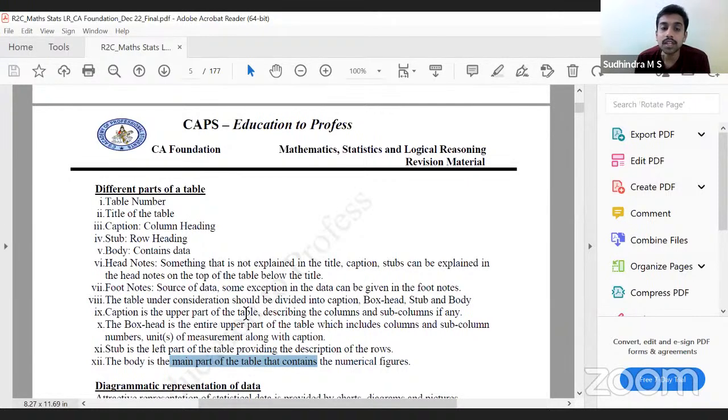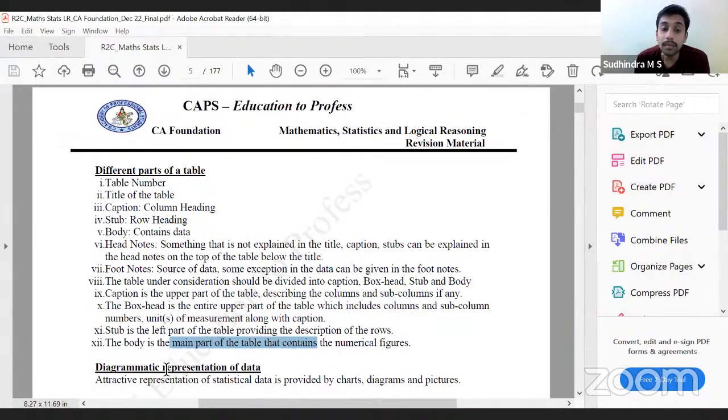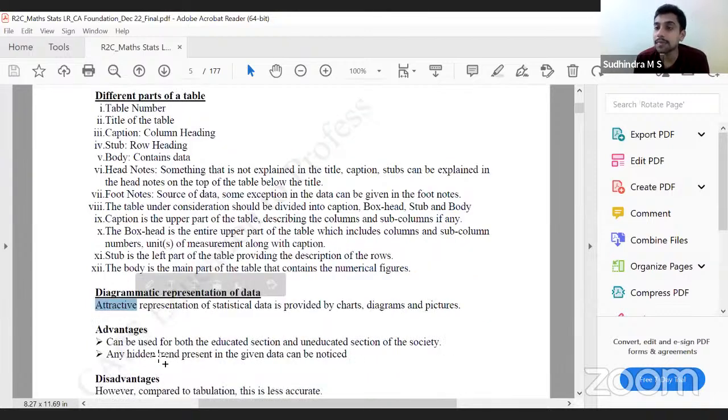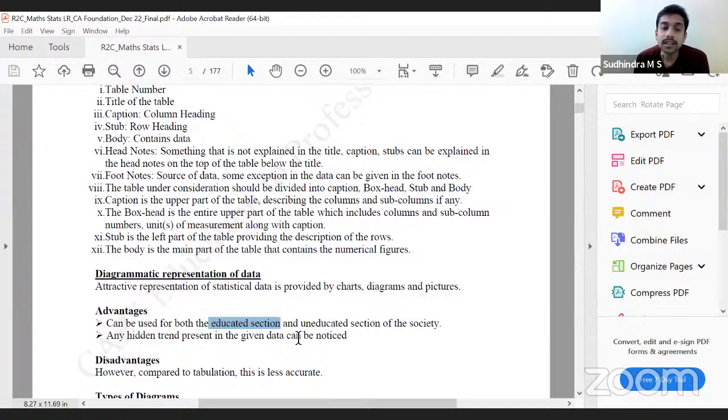The last one under presentation, diagrammatic representation. The name itself says it is representation, so presentation is done for the second time. So for a diagrammatic representation, tabular presentation is compulsory. The advantage here is it is attractive. The hidden trend can be easily identified, and it can be used by both the educated section and the uneducated section in the society. Whereas the disadvantage is it is less accurate when compared to tabulation. Why? Because we use scale. In a graph we use scale, so it might not be exactly the value that we want.